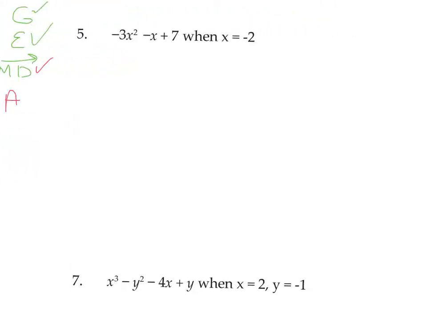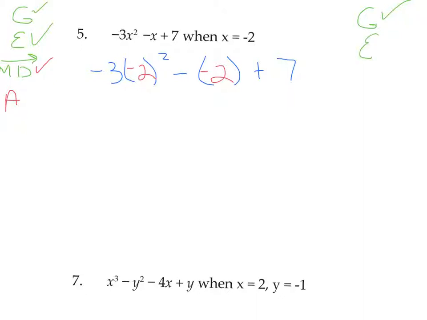On number 5, we're going to use the parentheses every place we see a variable. And then I'm going to go back and put the value of the variable in each parentheses. X equals negative 2, so the negative 2 inside the parentheses. And then order of operations. All right, there are no operations inside the grouping symbols.